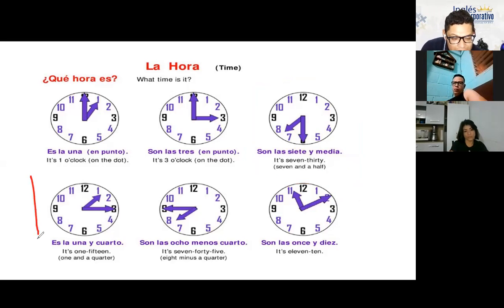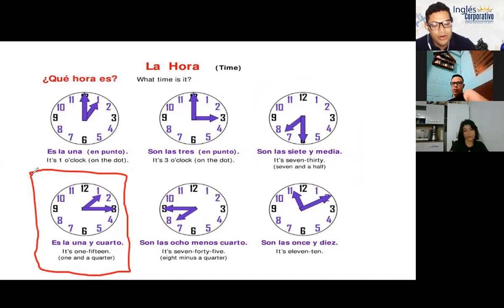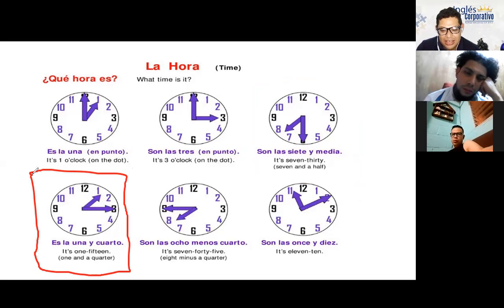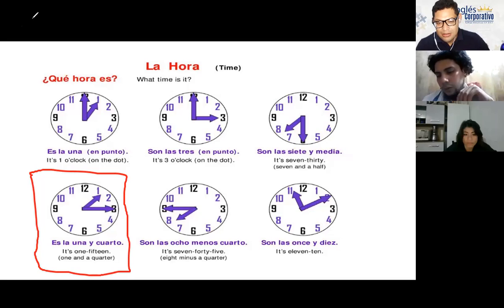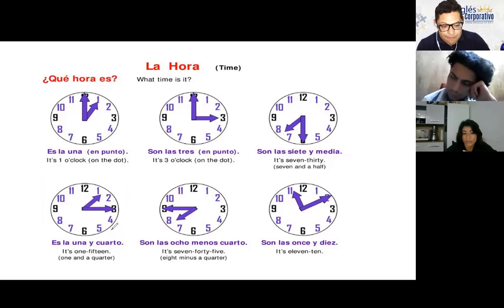Es la 1:15. ¿Cómo habíamos dicho? ¿Cómo se decía cuarto en inglés? ¿O 15? A quarter. It's 1:15. ¿Y cuáles eran las dos formas? Yo puedo decir it's 1:15. O puedo decir 1 and a quarter. Yeah, it's 1 and a quarter. O it's 1:15. Cualquiera de las dos son válidas. Teacher, una pregunta. Cuando decimos 1 and a quarter, ¿siempre va el it's? Sí, it's siempre.